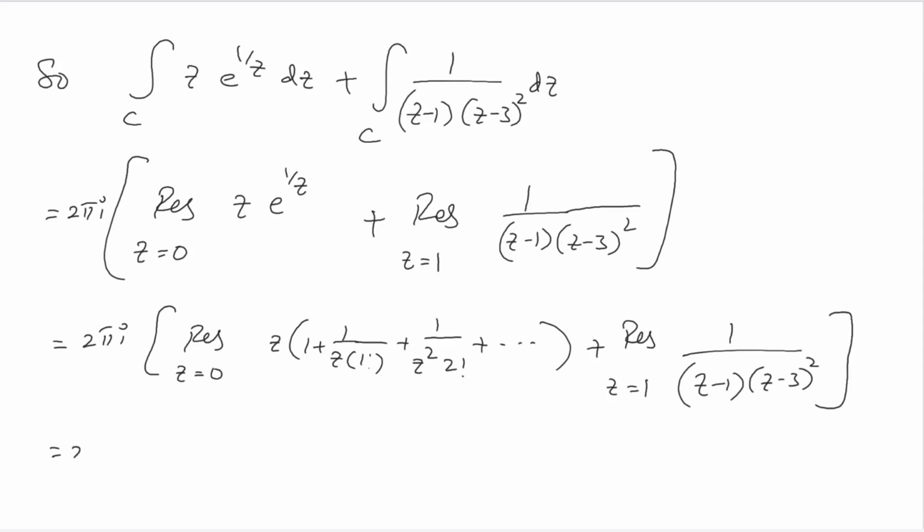So in total we get 2 pi i times, the residue of this function at the point z equal to 0. When we multiply, we get z times 1 divided by (z square times 2 factorial), which gives the term 1 divided by 2z. So the coefficient of 1 divided by z is 1 divided by 2. Plus, coming to the residue of this function at the point z equal to 1, this is nothing but 1 divided by (1 minus 3) whole square. This is by the residue at a pole.